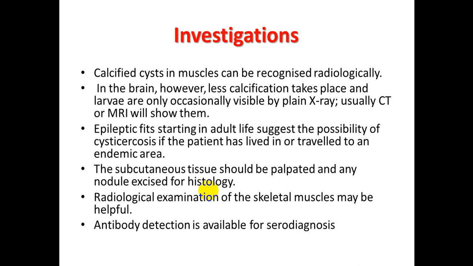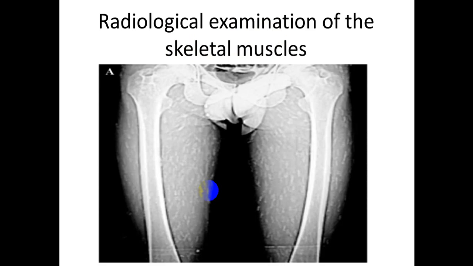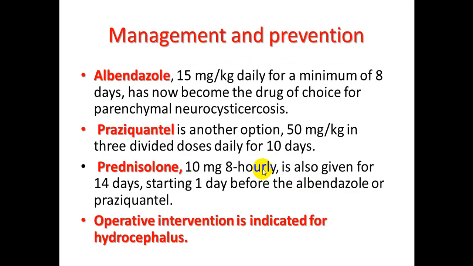Radiological examination of skeletal muscle may be helpful. Antibody detection is advisable for serology. So this is radiological examination of the skeletal muscle. This is a plain X-ray of a patient affected with cysticercosis. This is the lesion, not subcutaneous calcification. This is a lot of lesions. Subcutaneous calcification of the cyst can be diagnosed early by biopsy from this lesion.